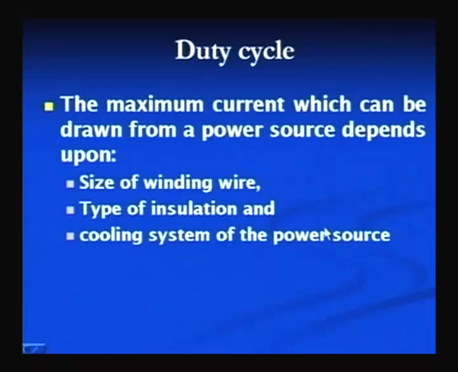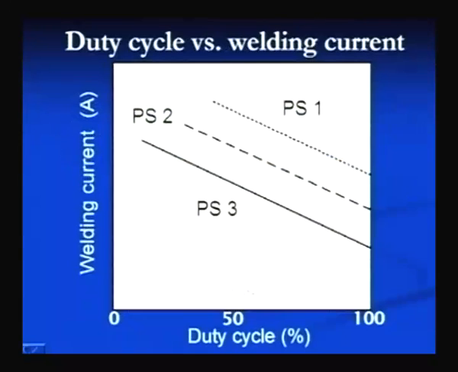If forced cooling is used, then it will allow you to draw a higher level of current. Alternatively, we can say that large diameter wires, better quality insulation and a good cooling system allow a higher duty cycle even at a higher level of current. We can see here three different power sources, power source 1, 2, 3. The ability to supply current decreases with the increase in duty cycle, but if the insulation quality is good, the wire diameters are larger and the cooling system is good, then it will allow you to draw a higher level of current even at a higher duty cycle.